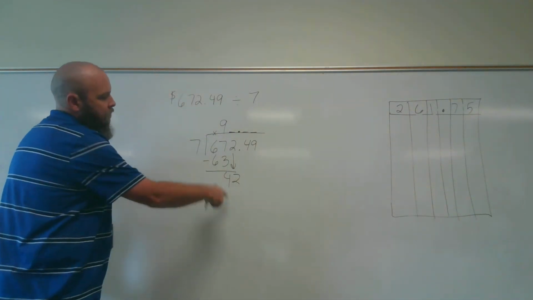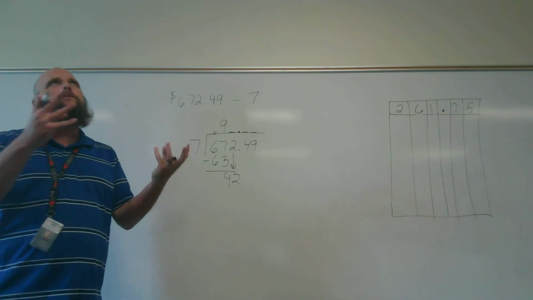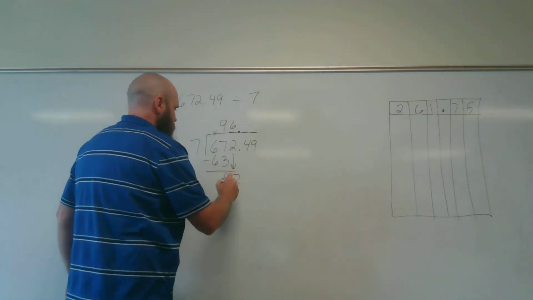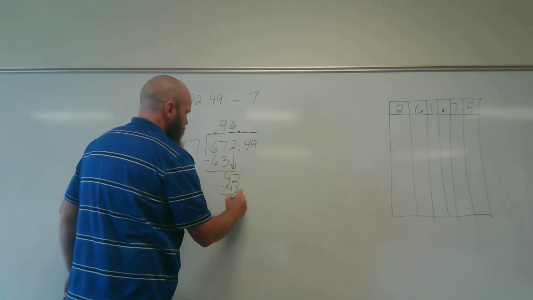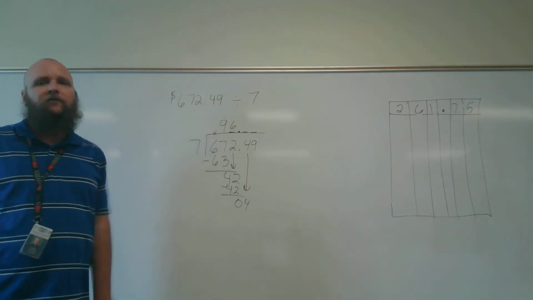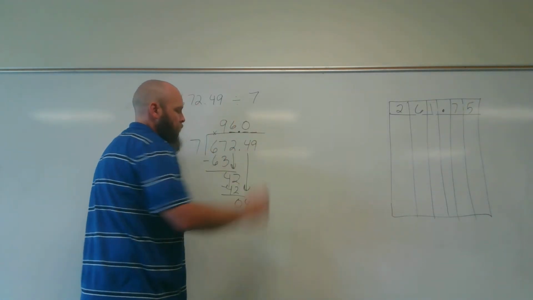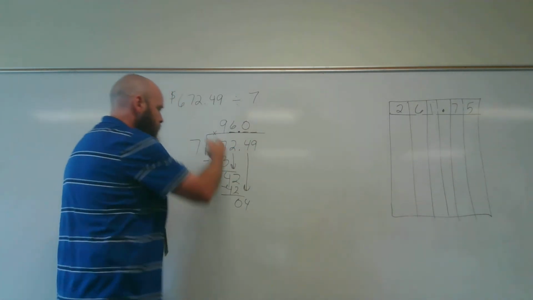Okay, so after I subtract and I bring down my 2, does 7 go into 42? Yes, 6 times. 6 times 7 is 42. Subtract, we get a 0. We bring down the 4. I have to have a number above that 4. 7 doesn't go into that 4. So that means I put the 0 up here. Then 0 times 7 is 0.